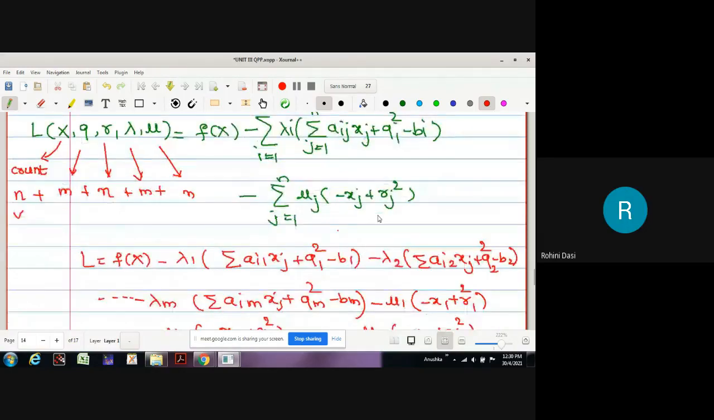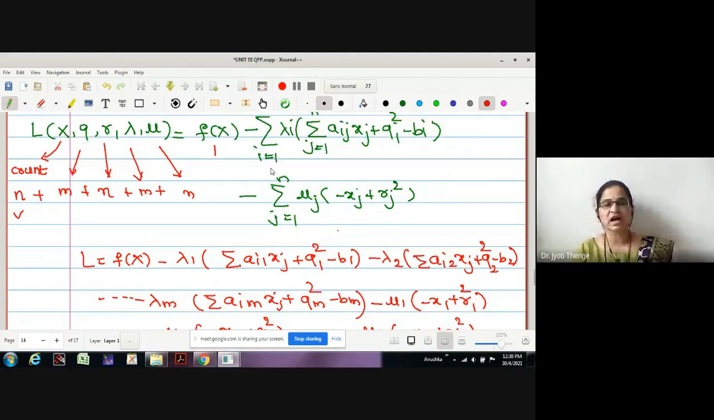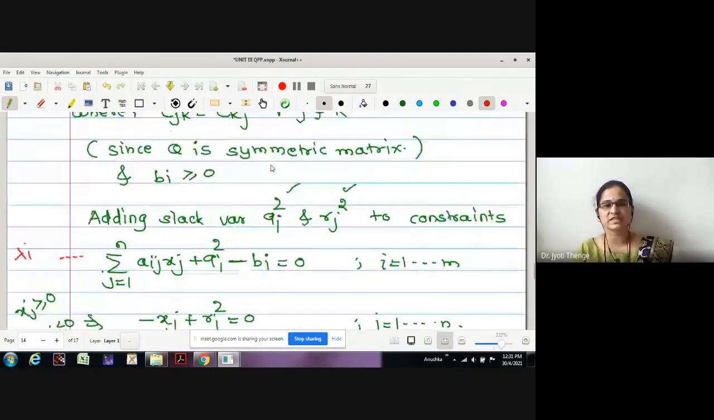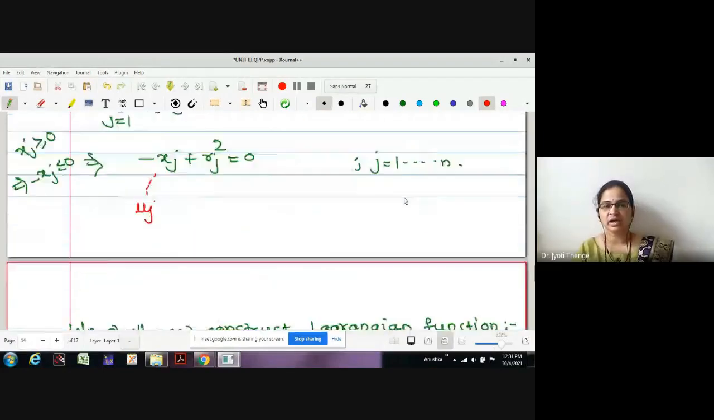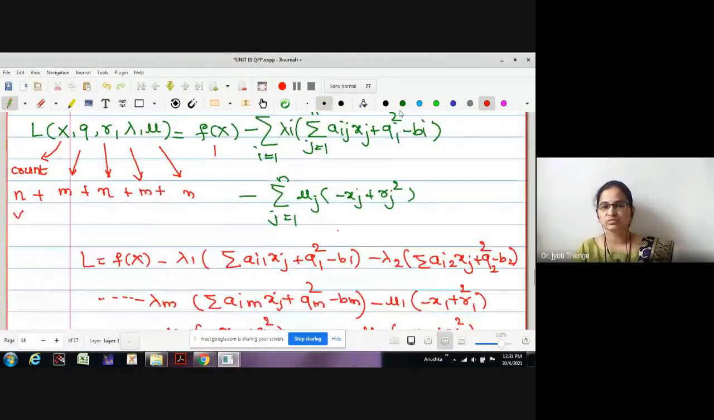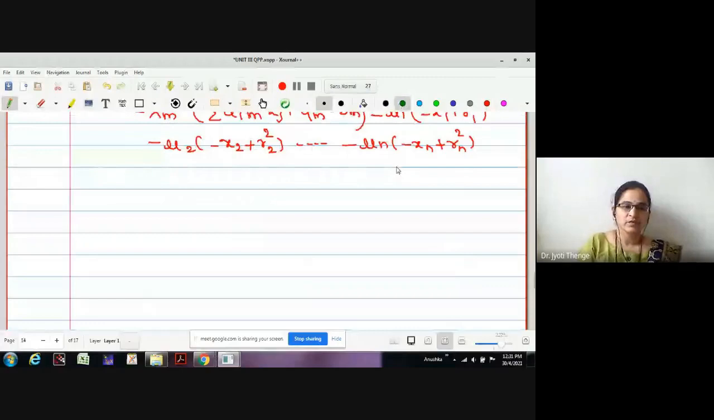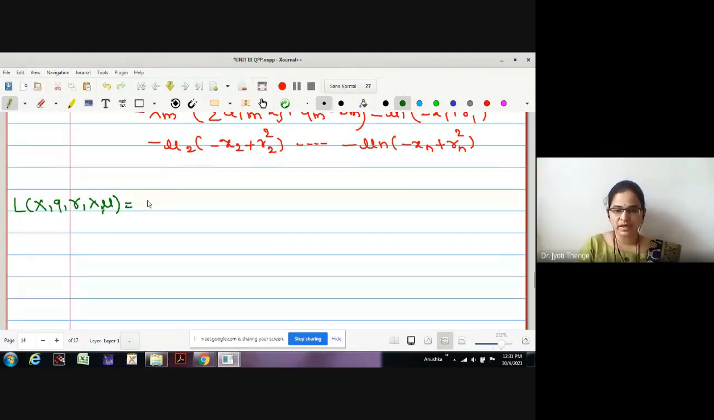Yes, ma'am. Now let me put the value of f of x. Here I have not kept the value of f of x yet. What is the value of f of x? This is the value of f of x: summation cj xj, double summation cjk xj xk. Okay, let me substitute the value. What is my function now? L of x, q, r, lambda, mu.